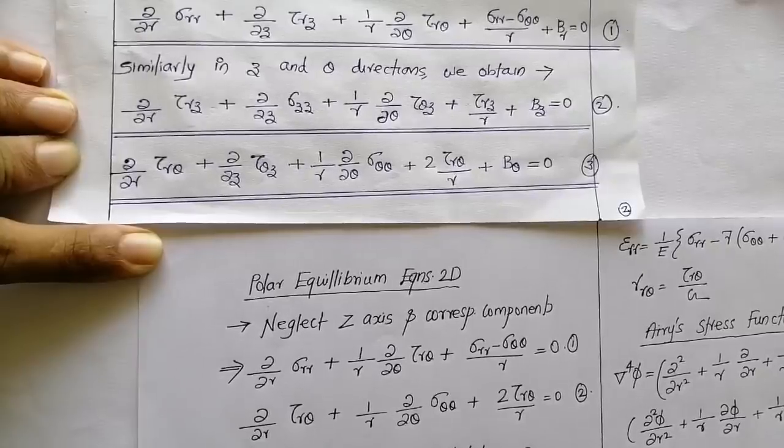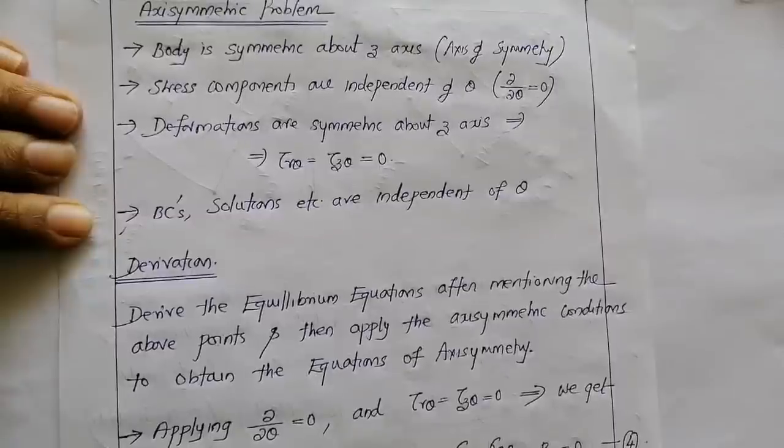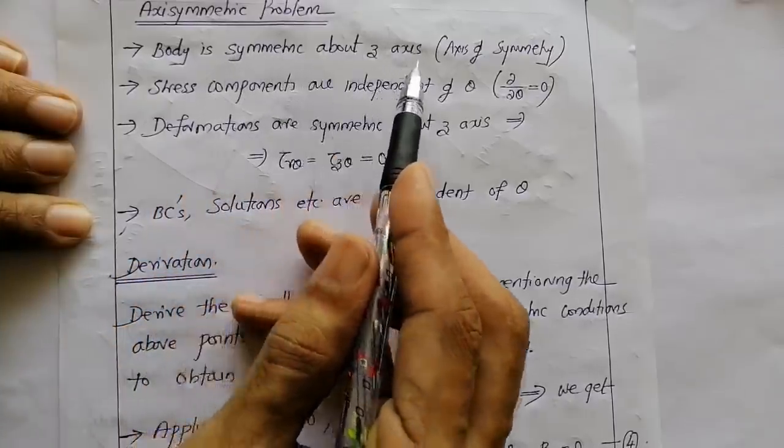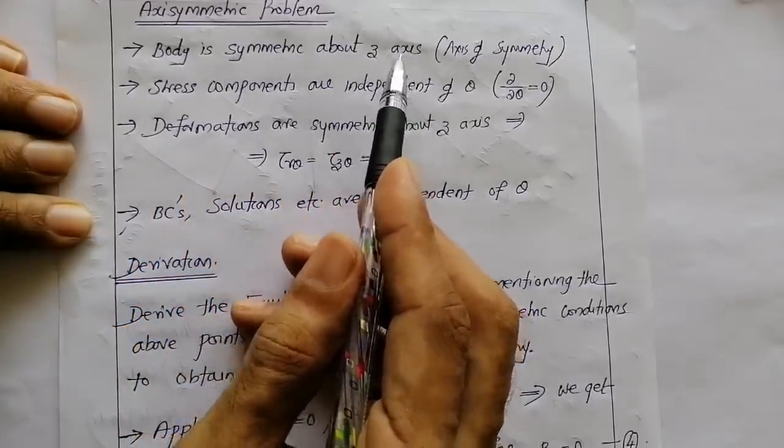Now we have a special case, axisymmetry, which I will be discussing very shortly. Now coming into the core part of the question is to derive the equation of equilibrium for axisymmetry. So what is axisymmetry? Axisymmetry means the body is symmetric about z axis. The z axis is called axis of symmetry.